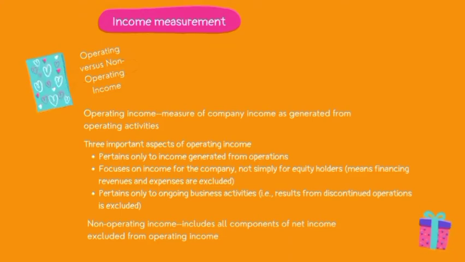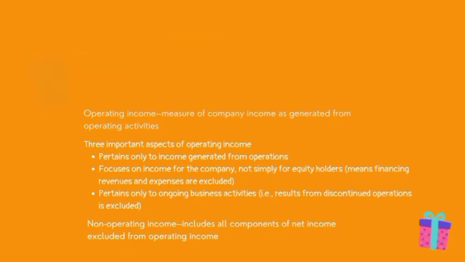There are three important aspects of operating income. The first one pertains only to income generated from operations. Second one focuses on income from the company, not simply for the equity holders. The third pertains only to ongoing business activities. Non-operating income collectively refers to all components of income not included in operating income. Non-operating income includes all components of net income excluded from operating income.